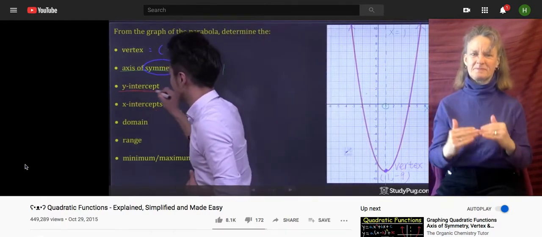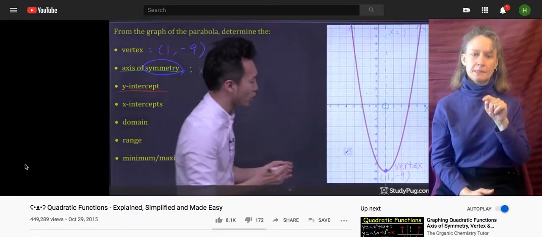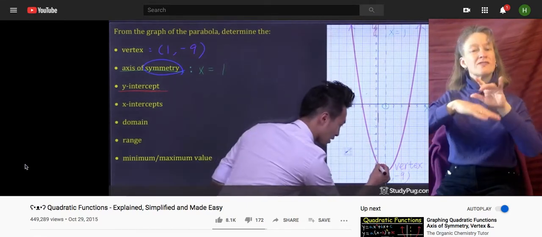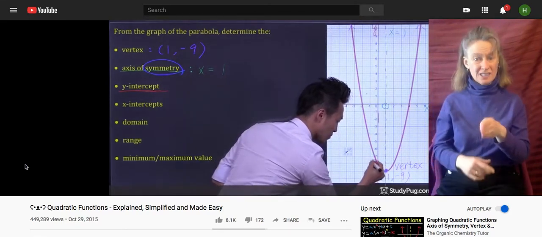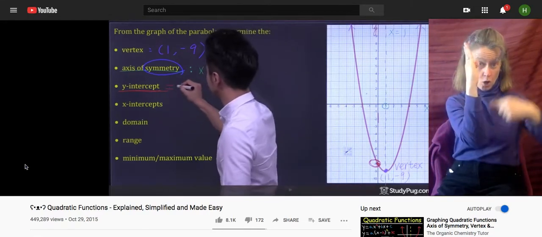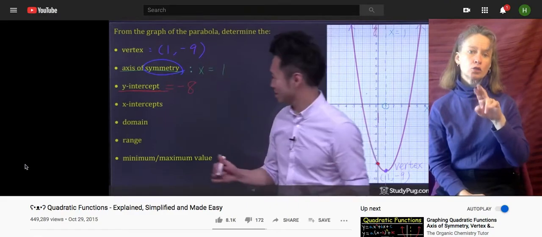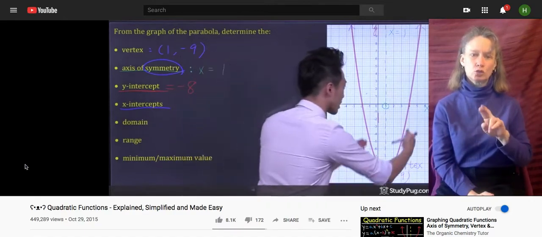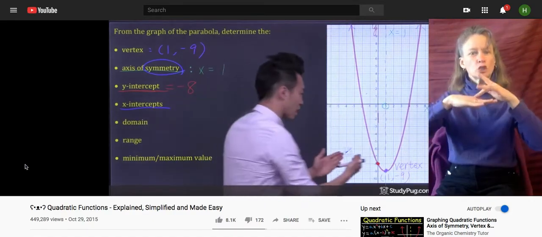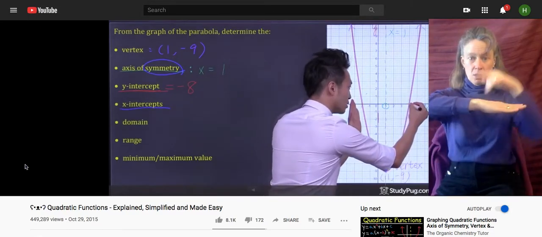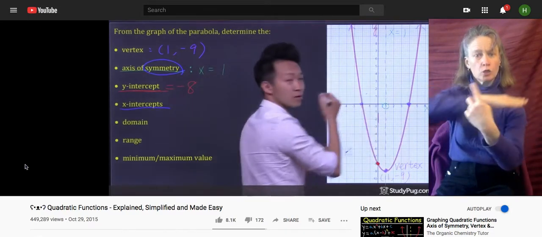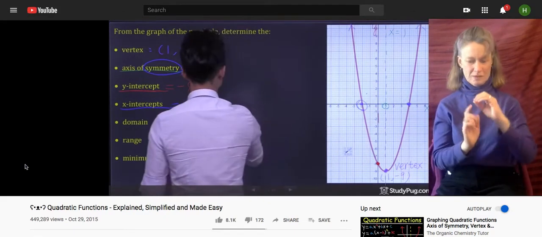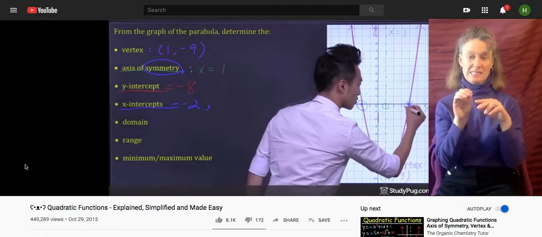Next, y-intercept. The y-intercept is the point where the parabola intersects the y-axis. So in this case, that's right here. And the y-intercept is -8. Next, x-intercepts. The x-intercepts are the points where the parabola intersects the x-axis. So in this case, the parabola intersects the x-axis at 2 points. One at x equals -2. Another one at x equals 4.